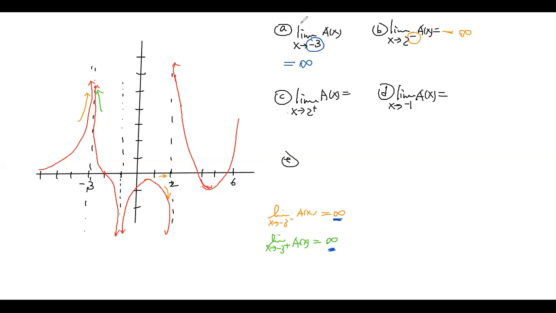Okay, so now the next one is x approaches 2 from the positive side, or from the right-hand side. That means I'm approaching 2 here, right? So that means the graph is going up here. So what is the limit here? It's positive infinity. Of course, because the right limit and the left limit when x approaches 2 are different, the limit does not exist, right?